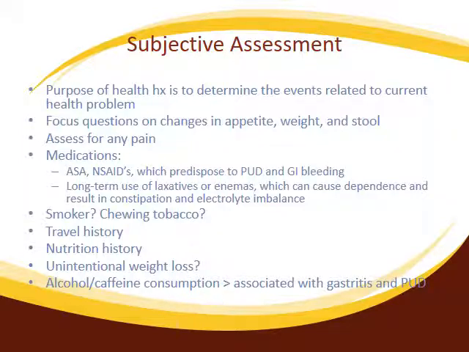Alcohol and caffeine consumption. These are associated with gastritis and again, peptic ulcer disease. This kind of bums me out a lot. The caffeine in the morning. Yeah, I'm not giving that up. I'm sorry. I might have wine at night. I'm okay.